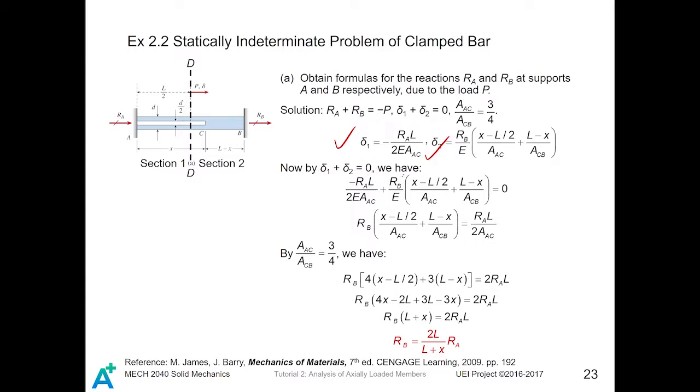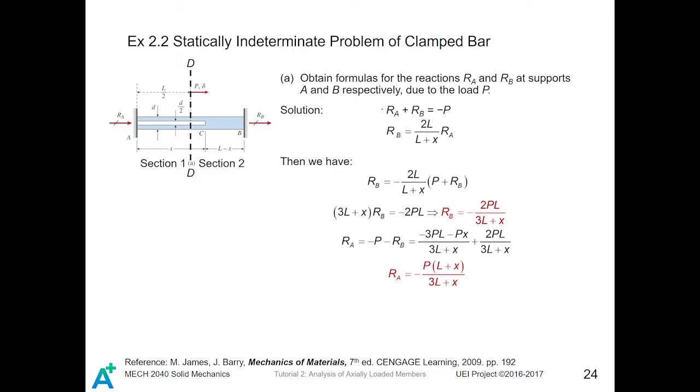Now we add them together to get this formula, and then do a lot of simplification. Also, we try to eliminate the denominator by using the area ratio relationships. Then we can find RA equals 2L divided by L plus x times RA. For those steps, I skip them, and you should try to understand them yourself because it is fundamental to engineers. Now, by combining those two formulas, we can solve the system for RA and RB. Then, after a lot of calculation, we find RB and RA.